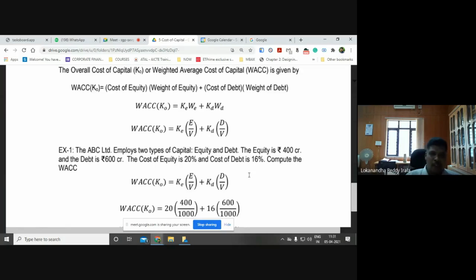For instance, let us say you have a third component called preference share capital. Then you add plus KP into P by V. P by V is the proportion of preference share capital in the total capital.